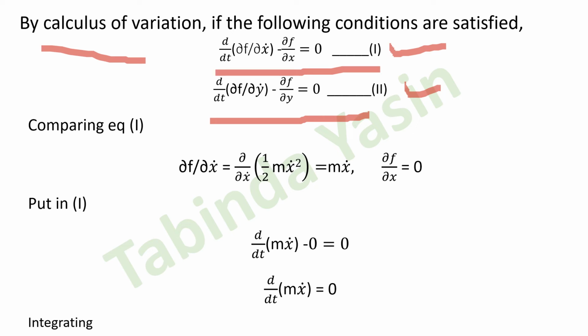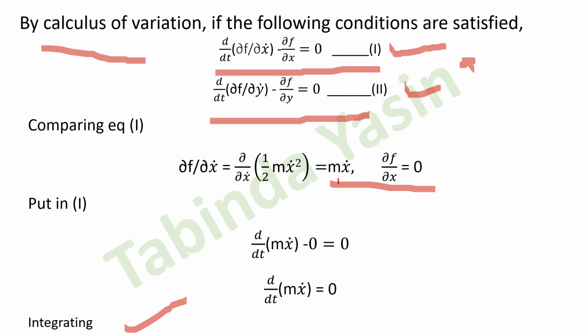over partial x dot of 1 by 2 m x dot square, that will give 2 by 2 m x dot. The 2 by 2 is cancelled, so we are left with m x dot, and partial f over partial x is 0. So substituting that value in the first equation, we have d by dt of m x dot minus 0 is equal to 0, so d by dt of m x dot is equal to 0.